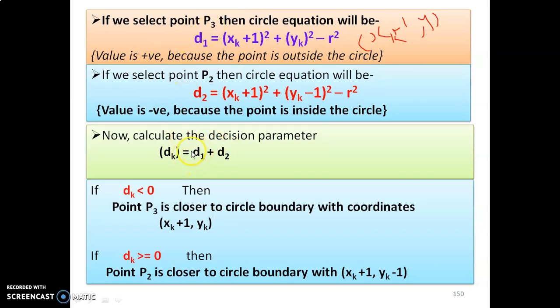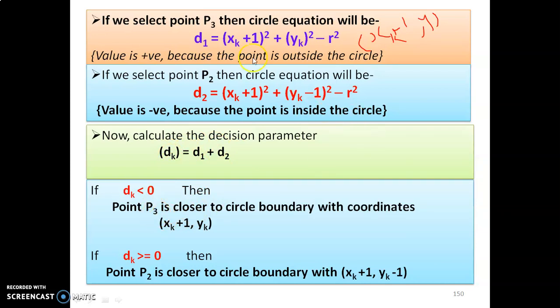If D1 is greater, the value is always positive and the negative value is small. So the positive value is greater. If it is greater, then we are plotting the P2 point because D2 is smaller. So if the value of dk is less than 0, it means D2 is greater. So it will always come as a negative, less than 0.